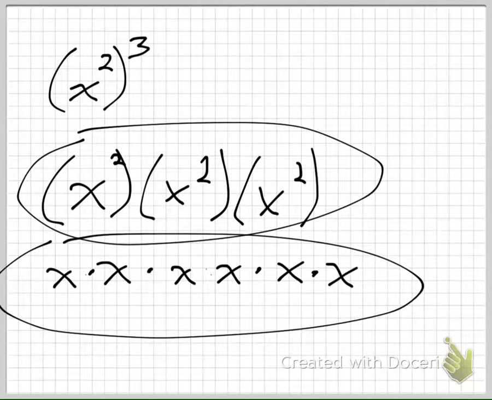Listen, all you have to do is look at this. This is saying that whatever's out here, this is going to be 3 times. It's 3 sets of whatever's in here. 3 sets of x squared would make x to the 6th, right? What can I do with these two numbers here? I can multiply them, right? If it's a power of a power, you multiply them.